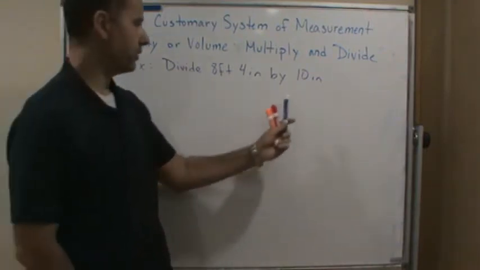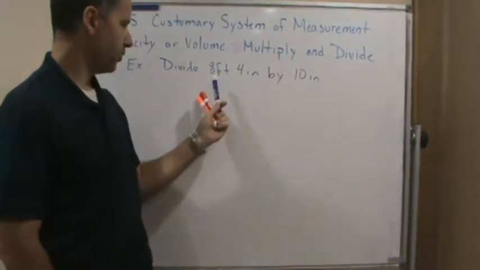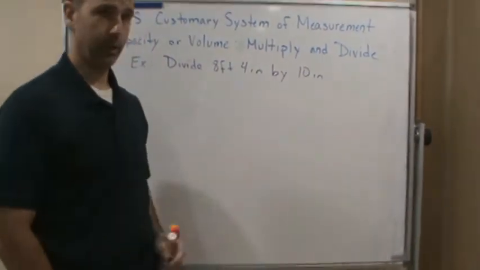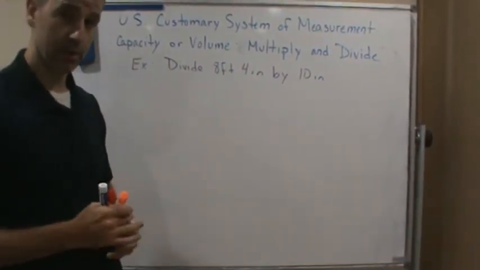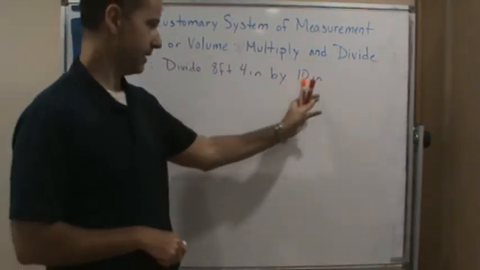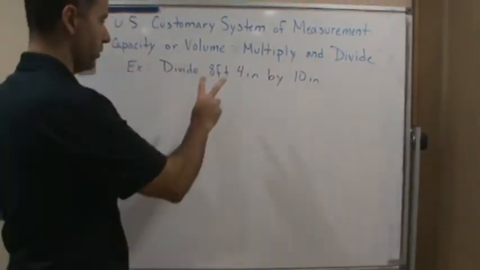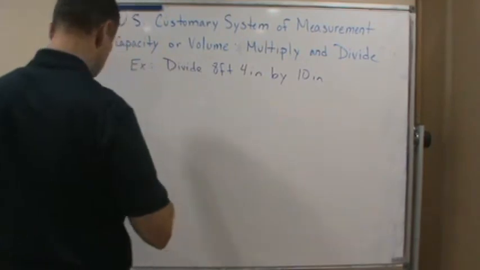Since we have units involved here, we've got to make sure that we have the same units all the way around. And so, like I said, we typically will convert everything to the smallest unit of measure, in this case, inches. So the first thing we want to do is convert this to inches.